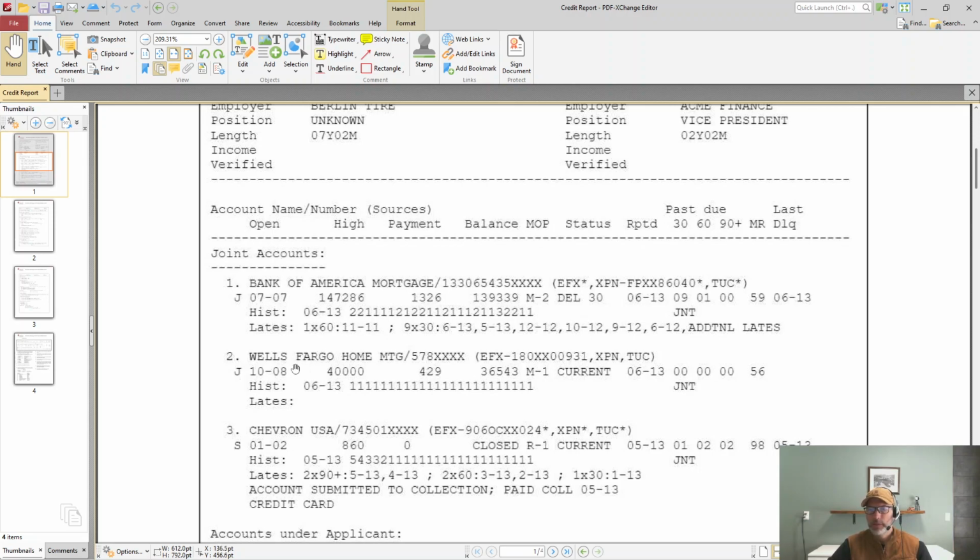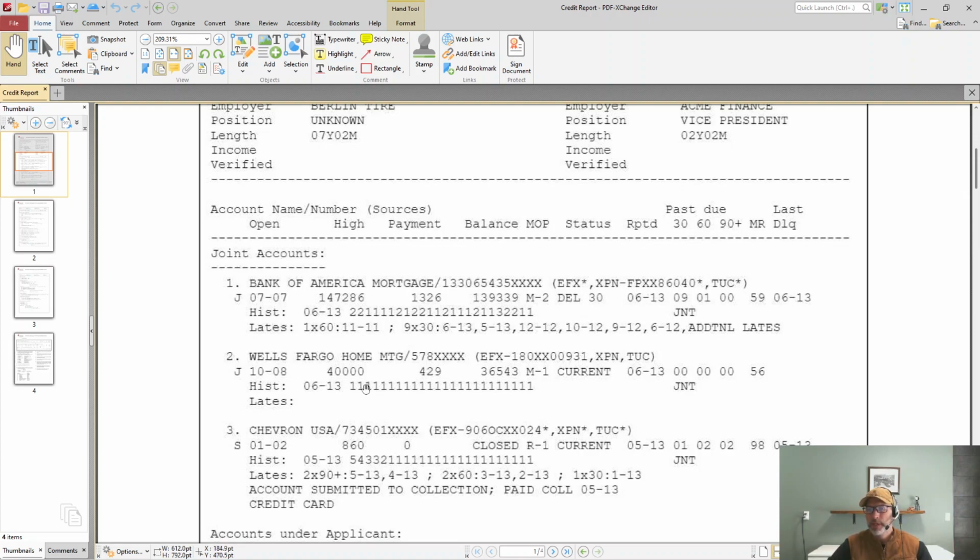You can see here there is a Wells Fargo home mortgage. The open date was 10/08 for $40,000. Now, without going too far into the details, as an underwriter, you may make the assumption that this is a $147,000 mortgage. A year later, this is a $40,000 mortgage. This would probably be a second mortgage on their house that they've used to pull some additional money out.